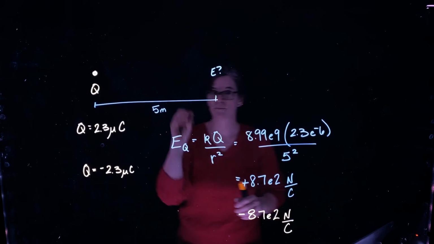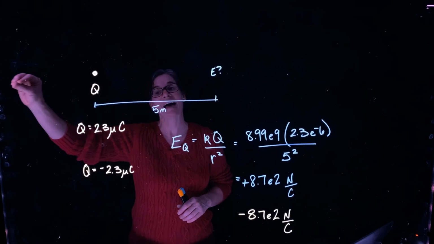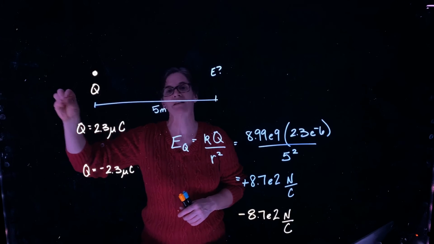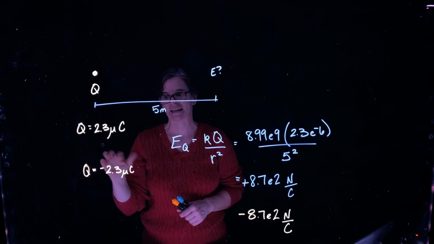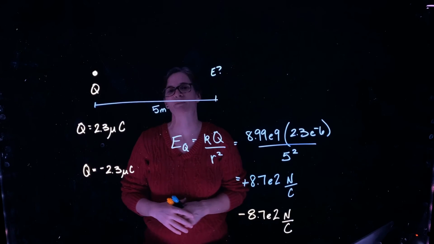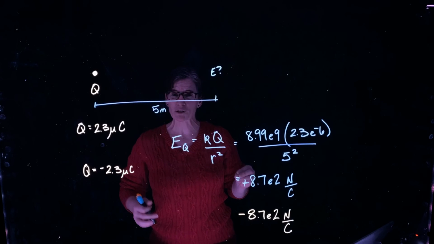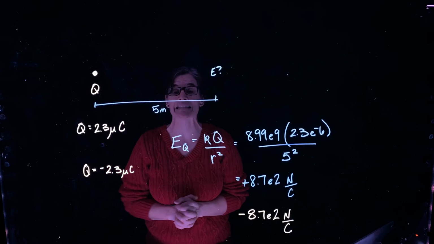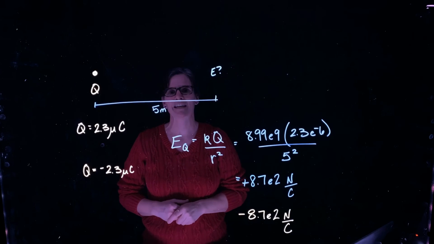If I had my charge 5 meters to the left of Q, well, then the electric field 5 meters to the left would be pointing to the left. And the electric field of negative Q would be pointing to the right. So similar to what we did with the electric force, we have to pay attention to where specifically in space we are looking at that electric field.